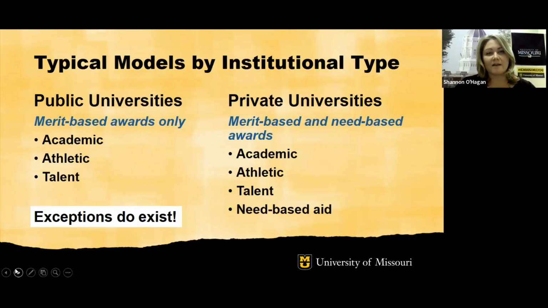So you will often find that public universities most often offer merit-based awards, and rarely will they offer need-based awards. By contrast, private universities more often have a combination of merit-based and need-based awards. However, exceptions do exist, so you will find a combination of different types. Be sure to contact the universities that are of interest to you to find out about the opportunities they have available. But this just provides you with a general rule for the different types that you'll find available.